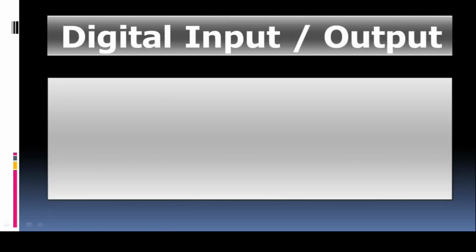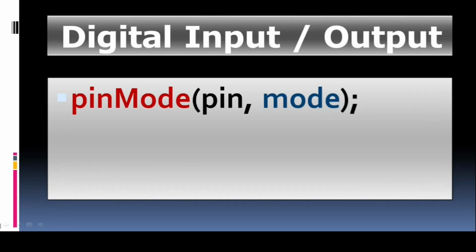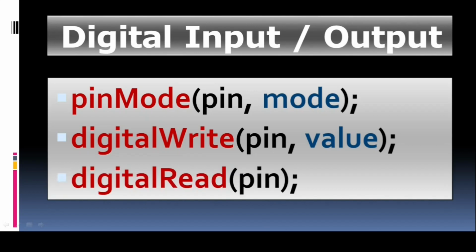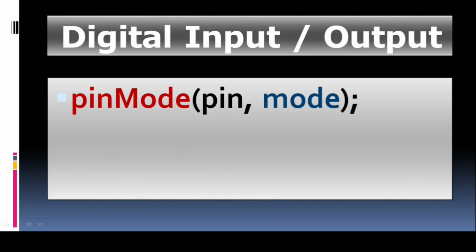In digital input and output, there are three syntaxes which we use in Arduino IDE. Here the first is pinMode, second is digitalWrite, third is digitalRead. pinMode is used to configure specific pin behavior, either it is an input or output pin. You can see the pinMode syntax on your screen.